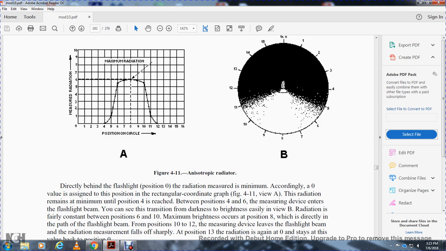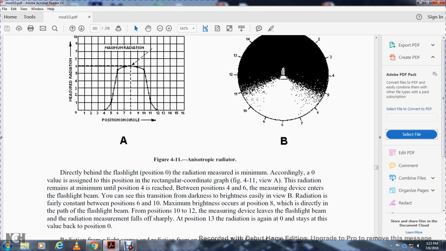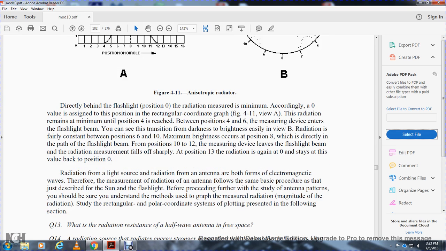You can see the transition from darkness to brightness easily in view B of the radiation. It is fairly constant between positions 6 and 10, the maximum brightness of the curve at position 8, directly in the path of the flashlight beam. From position 10 to 12, the measuring device is at the edge of the flashlight beam, and the radiation measured falls off sharply at position 13. The radiation again is 0 and stays at that value back to position 0.